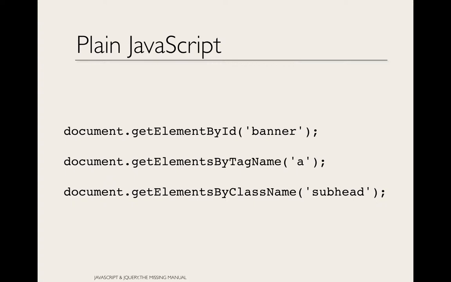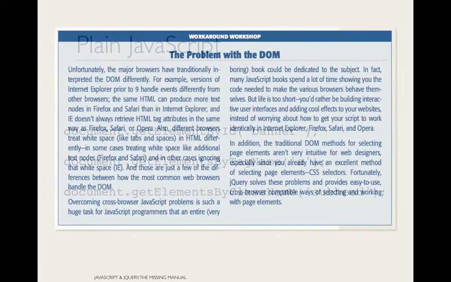You can start with the document root object and say document.getElementById or document.getElementsByTagName, or the less well supported but perfectly fine from a standard standpoint, getElementsByClassName. And you can use any of those to select the objects on the web page you want to manipulate.